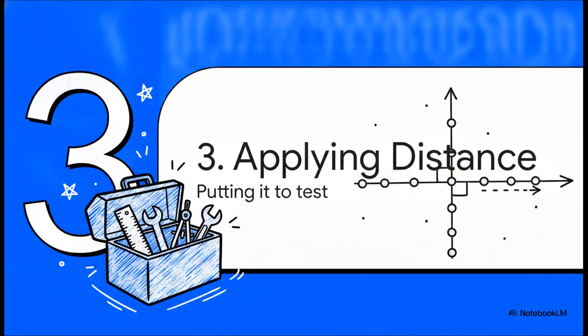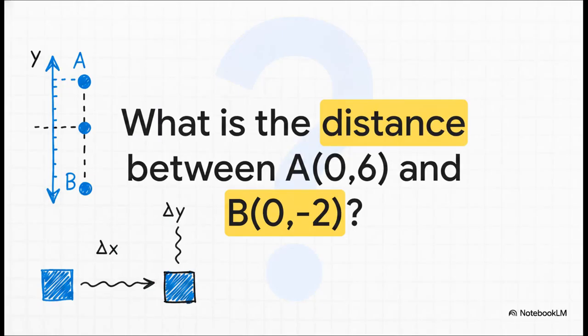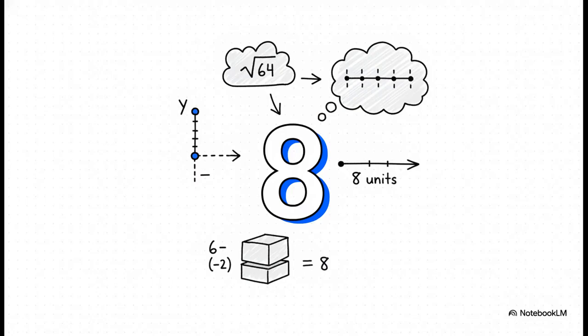Which brings us perfectly to Section 3, applying the distance formula, putting the theorem to the test. Let's look at points A and B here. Point A is at 0, 6, point B is at 0, -2. I want you to take a second and mentally plug these coordinates into the formula we just derived. What's the difference in x? What's the difference in y? Well, if you notice that the x-coordinates are both 0, meaning we really only need to look at the y-axis, you are absolutely on the right track.